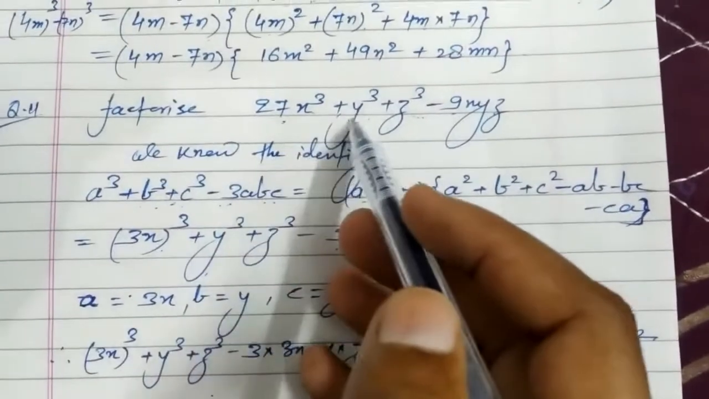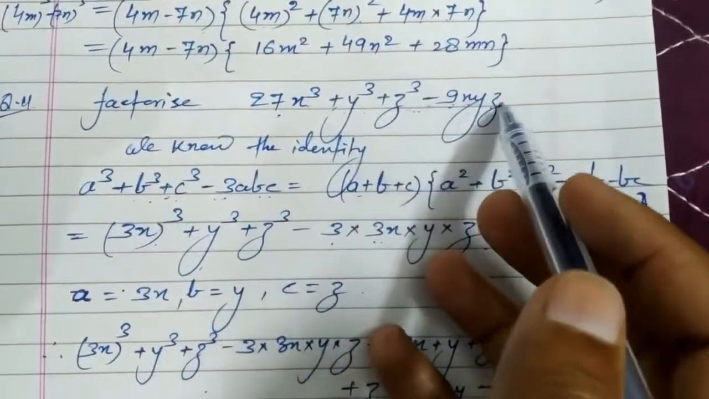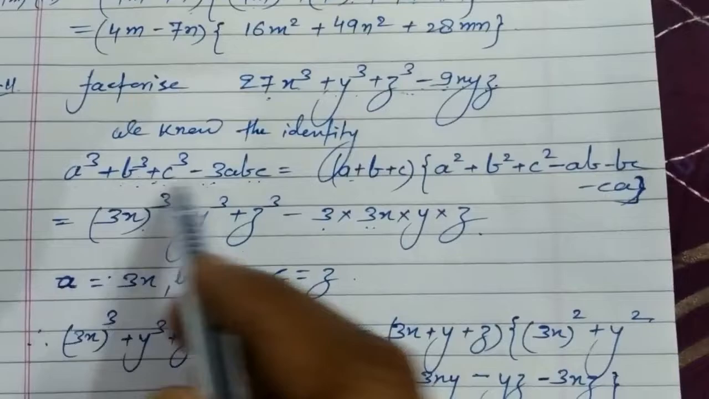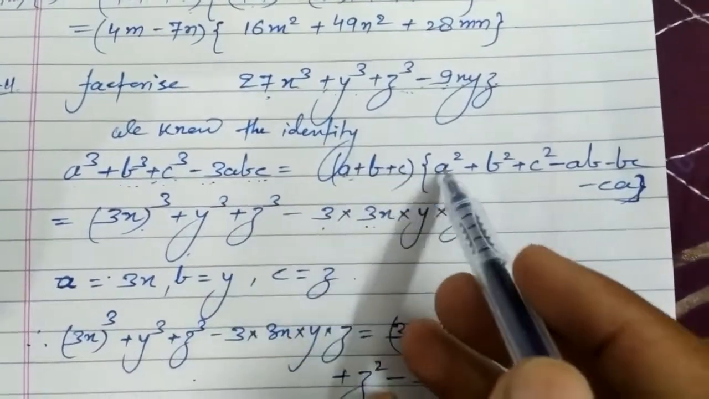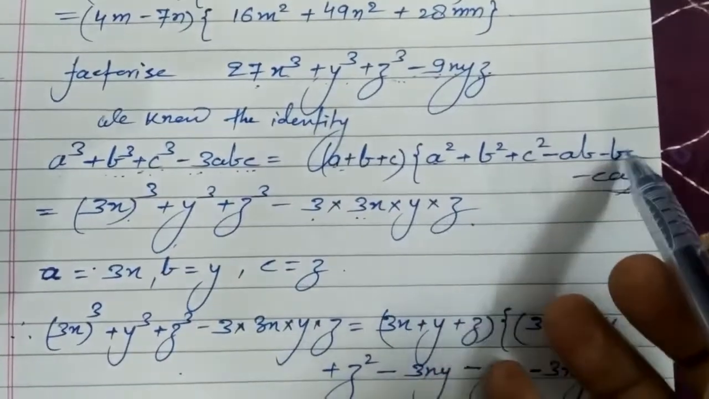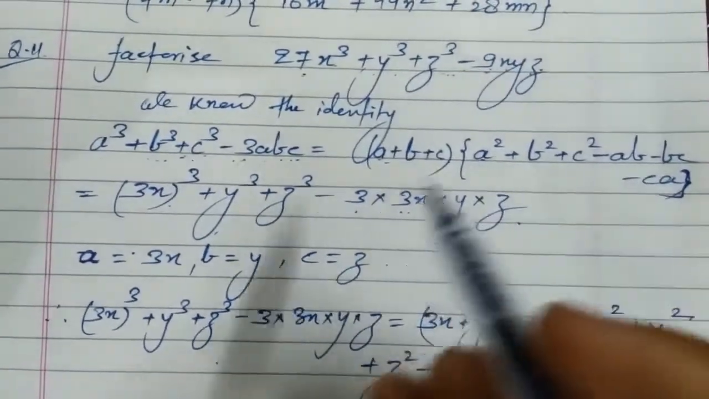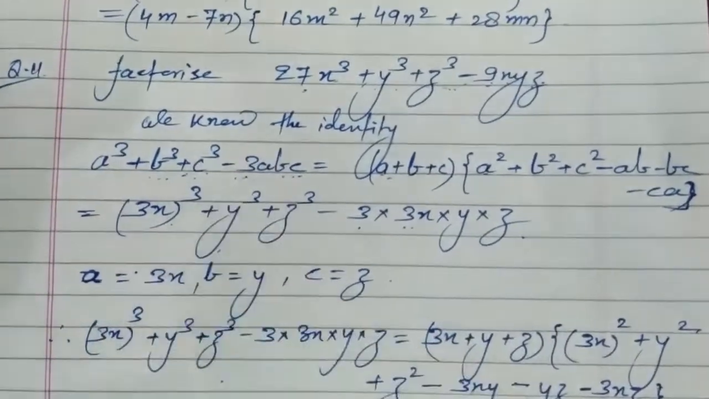Question number 11, exercise 2.5. Factorize 27x cube plus y cube plus z cube minus 9xyz. So you know this identity, a cube plus b cube plus c cube minus 3abc equal to (a plus b plus c) into (a square plus b square plus c square minus ab minus bc minus ca). We will use this identity.